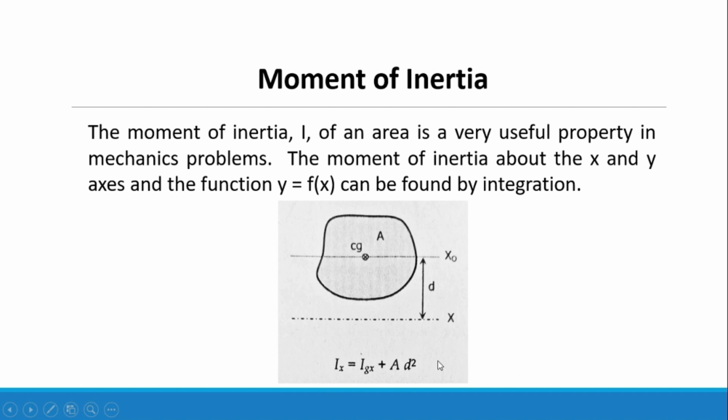For computation, I x, or the moment of inertia along x, is equal to I gx, the moment of inertia about the centroid of the given area, plus the area times the distance squared from the x-axis to the centroid of the plane area. So this is the formula for moment of inertia.